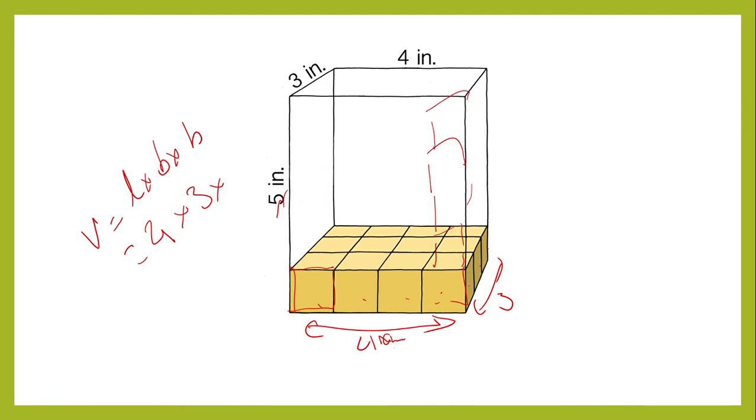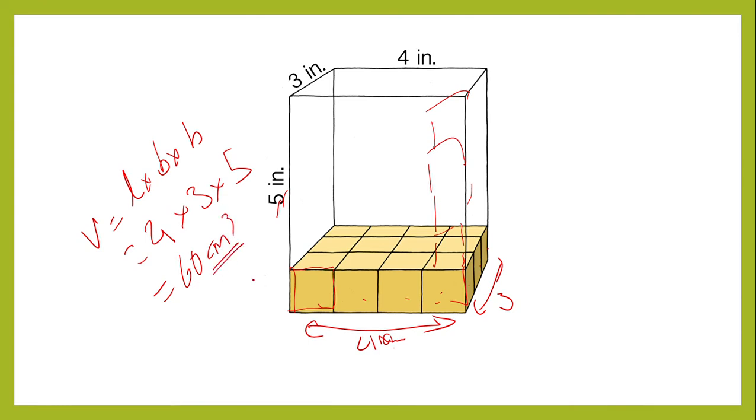So this will be 5. Okay, now we will multiply. 5 threes are 15, 15 fours are 60. So this will be 60 centimeter cube.